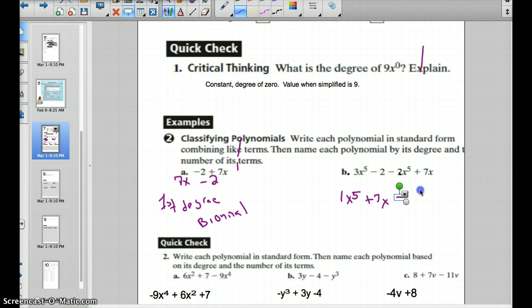So the result is a 3-term polynomial, and we call a 3-term polynomial a trinomial. So we have a trinomial with the degree of 5 because this term has the highest degree, and it's 5. So it's a 5th degree trinomial here. Go ahead and try the quick check and then restart it when you're ready.